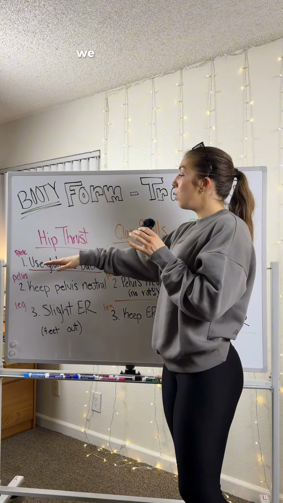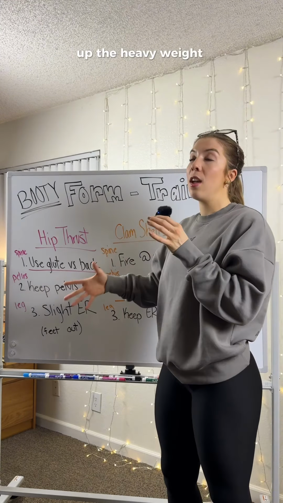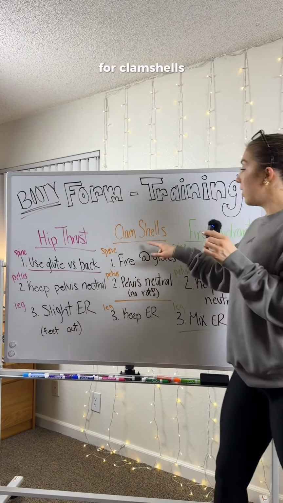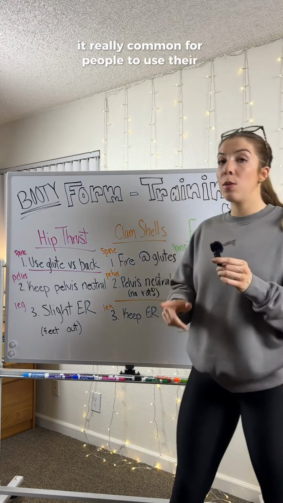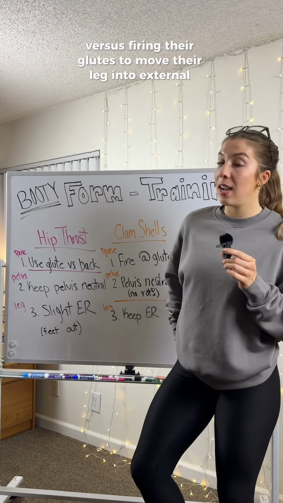For hip thrusts, we really will tend to see a lot of people use their spine to lift up the heavy weight versus powering their glutes to make that transition up into full extension. For clamshells, it's really common for people to use their pelvis to move outward versus firing their glutes to move their leg into external rotation.